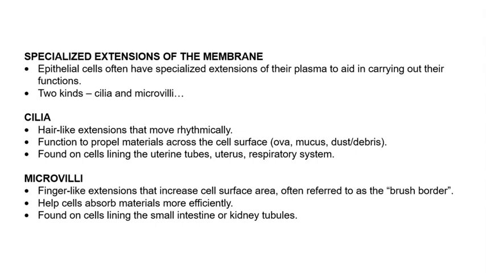And then we also have microvilli, and microvilli are finger-like extensions that help to increase the surface area of the cell. They're typically referred to as the brush border of the cells because they resemble small bristles on the surface of those cells. They help cells absorb materials more efficiently because of the increased plasma membrane surface area that they provide. And these are typically found on cells lining the small intestine or the kidney tubules, because the function of the cells of the small intestine is to absorb digested nutrients, and the cells that line the kidney tubules absorb water and electrolytes that have been filtered from the bloodstream.